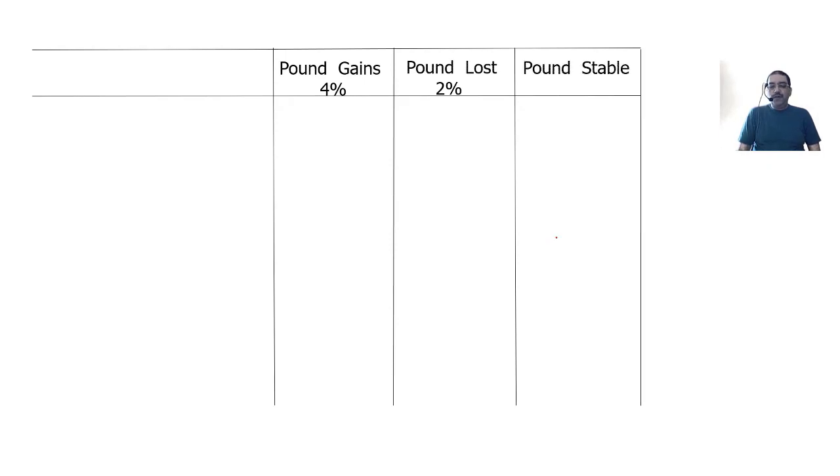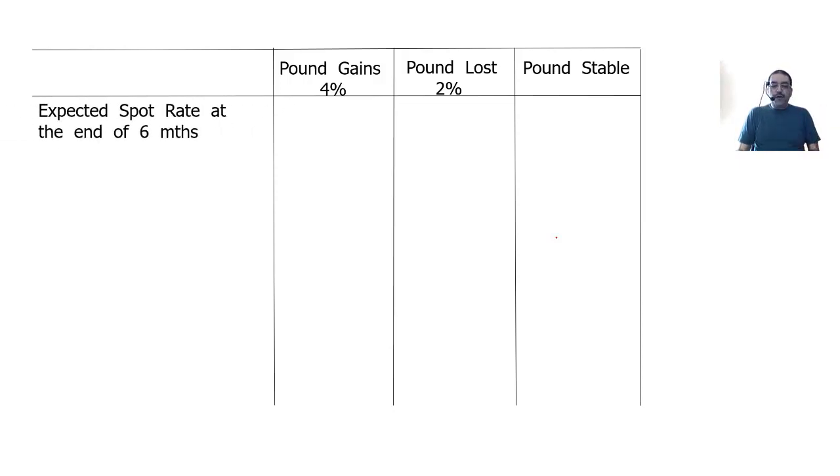Three cases: the pound gains 4%, the pound loses 2%, or the pound is stable, that is, it remains at 2.5. First, what do I do? Expected spot rate. Now, the forward rate I have calculated as 2.5354. But if the pound is going to gain by 4%, what is the expected rate? If it is going to lose by 2%, what is the expected rate? If it is going to remain stable, what is the expected rate?